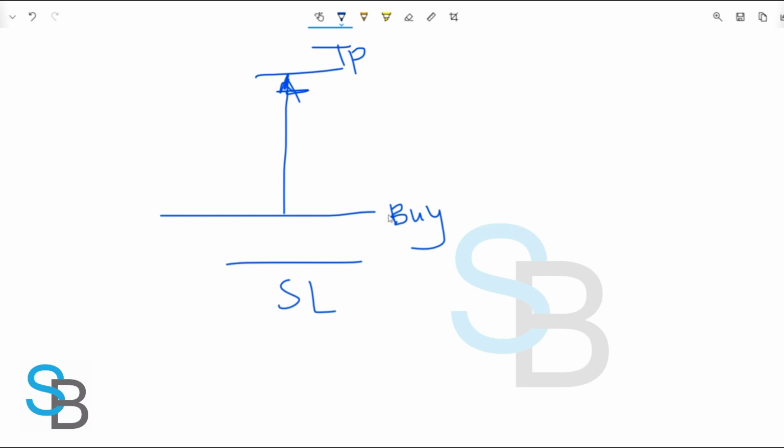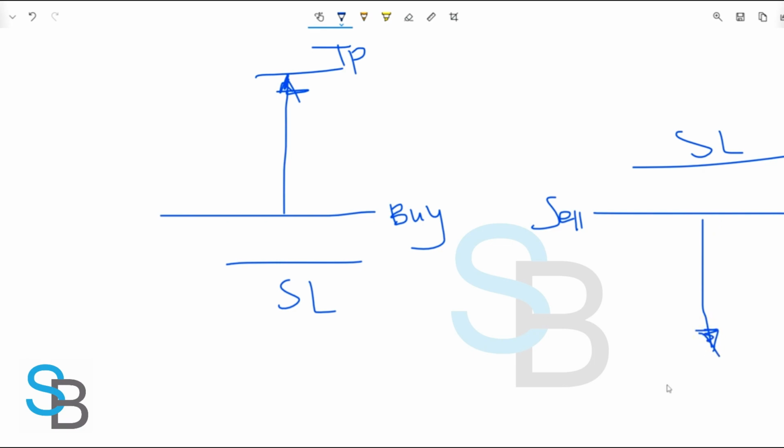So your stop loss will be below your entry price in a buy scenario, and then for a sell scenario, your stop loss will be above your entry price, okay? Because you are basically predicting that the market will go lower than your entry price. So this will be your take profit, okay, and then this will be your stop loss. So that's basically what a stop loss is.